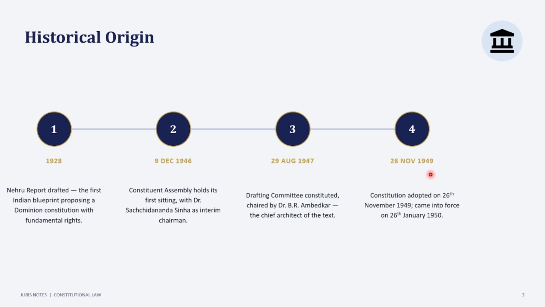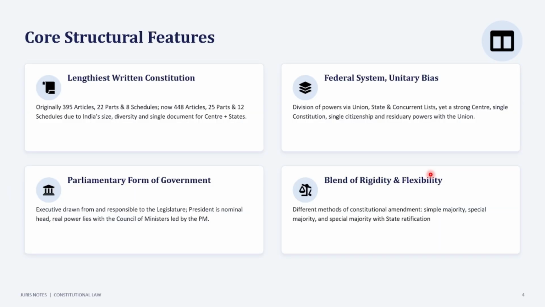Now let's look at the major structural features of our constitution. Core structural features. Now we come to one of the most important slides. The first feature is the length of the constitution. Originally, the constitution had 395 articles, 22 parts, and 8 schedules. Over time, amendments and constitutional developments have expanded its structure.